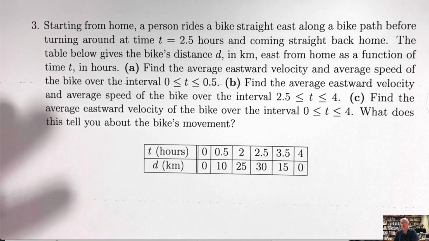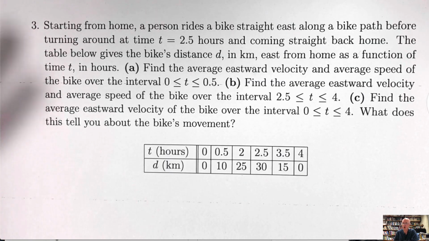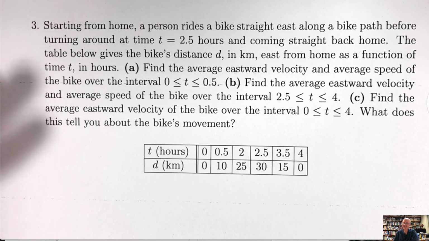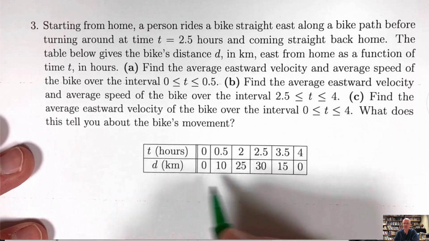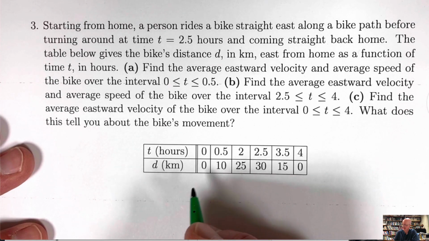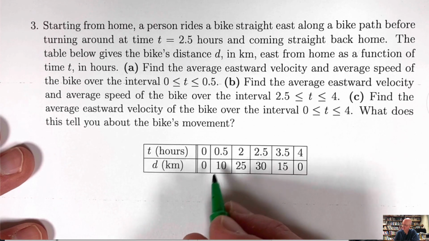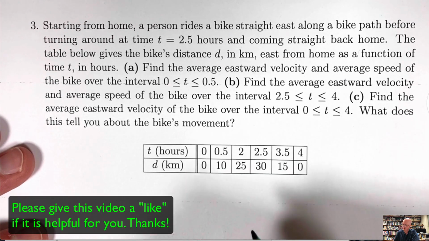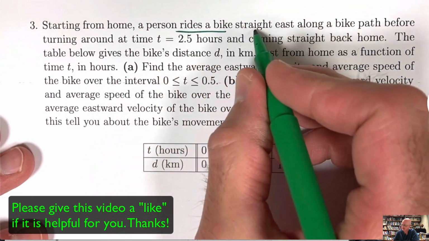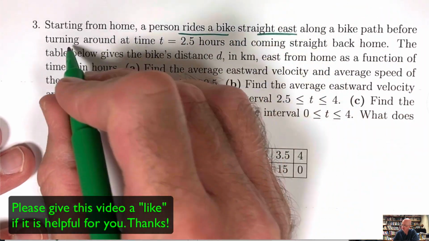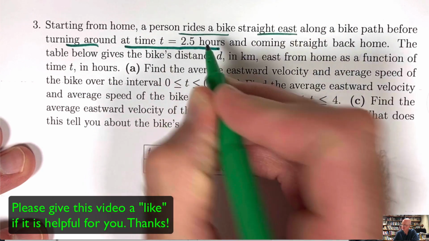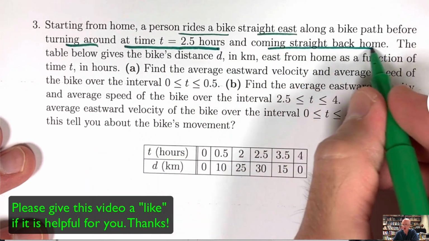In number 3, we're back to east-west motion from home, but this time with a bike instead of a car, and we've got numerical data giving us the eastward distance from home as a function of time here. Starting from home, a person rides a bike straight east along a bike path before turning around at time t equals 2.5 hours and then coming straight back home.